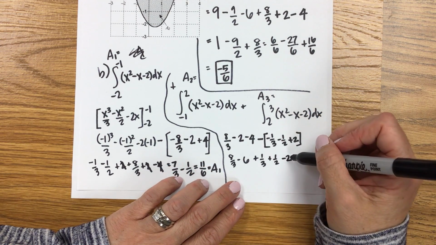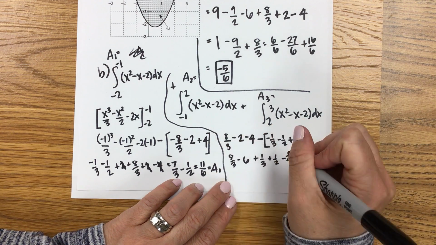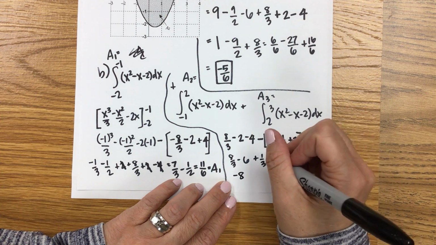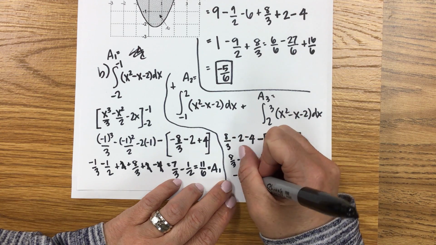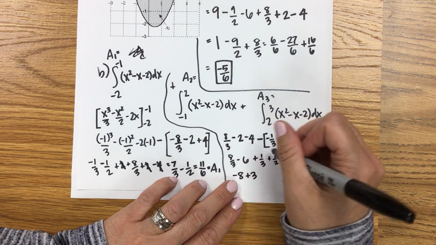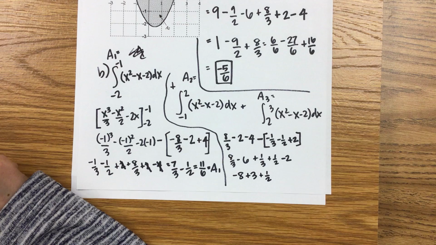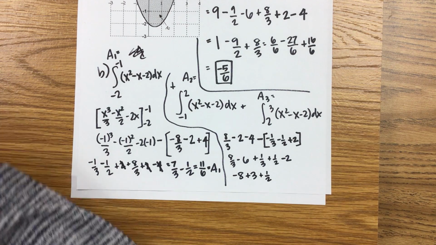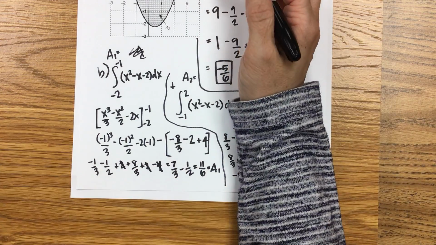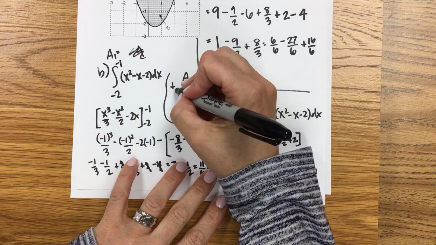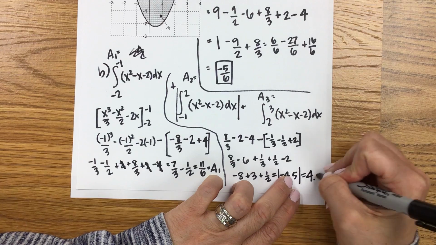So it looks like I'll end up with -8 and plus 9/3, which is plus 3, and plus half. So I end up with -8 plus 3 plus half. So I end up with -4.5. Now, because I wanted everything to be positive, I will have to take and put absolute value signs around this whole answer and get 4.5 that way.